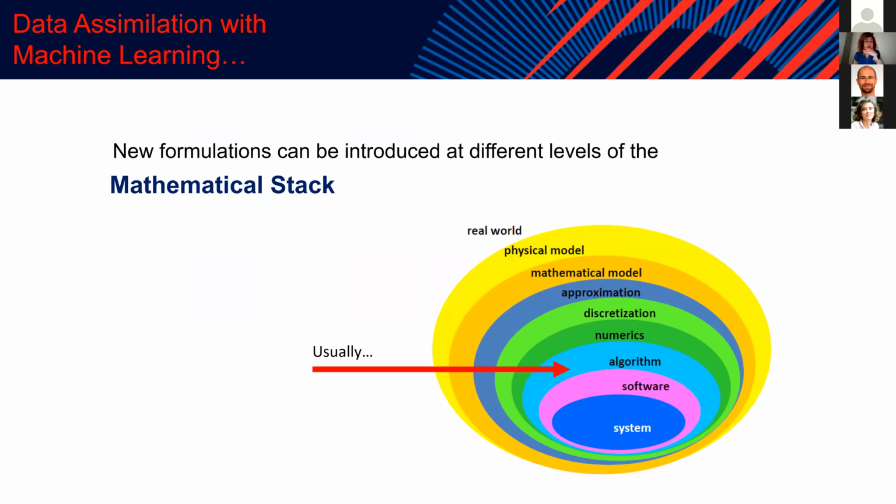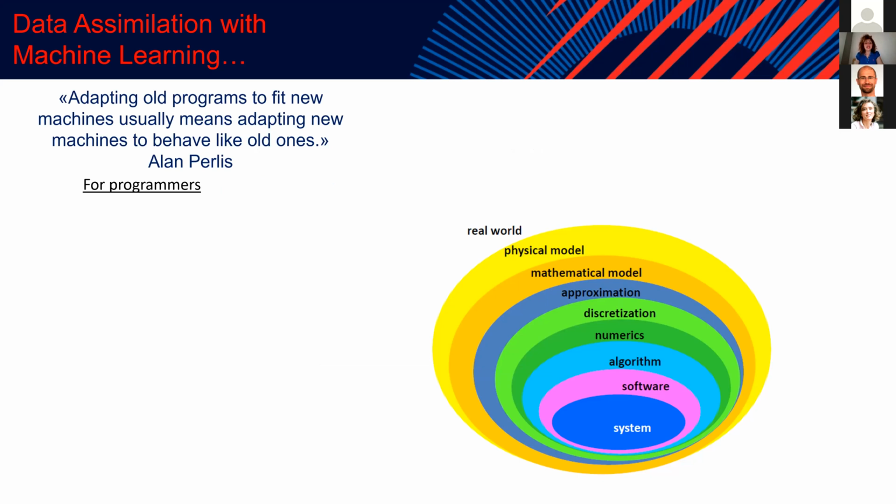So this is almost to close this presentation. Usually, all these models that we have seen, the combination of these models, have been implemented at the algorithm level of the math stack. If you consider the math stack from the real world physical model, mathematical model, approximation through all the steps in the system, all these models that we have seen have been combined at the level of the algorithm. And I grew up with this quote of Alan Perlis when I was a PhD student. It was about adapting all programs to fit new machines, because it was the era of the GPUs, etc. And the quote was: adapting all programs to fit new machines usually means adapting new machines to behave like old ones. And it was really true.